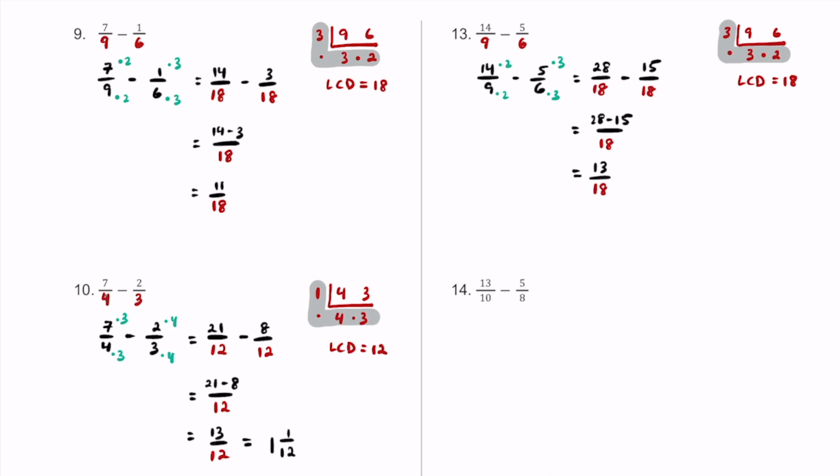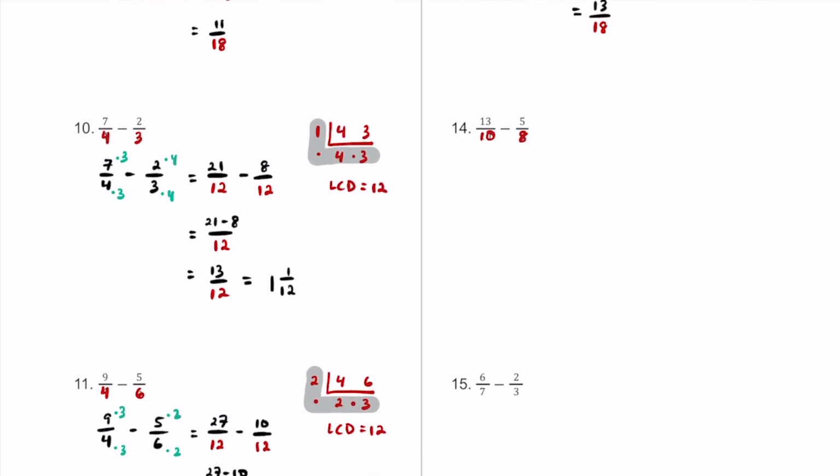For number 14, we have 13 over 10, take away 5 over 8. So our denominators are 10 and 8, but when do they meet for the first time? Let's see, they have a common factor of 2. 2 times 5 is 10, and 2 times 4 is 8. They have nothing else in common, so if we multiply 2 times 5 is 10, times 4 is 40, then the first time 10 and 8 are going to meet is at 40.